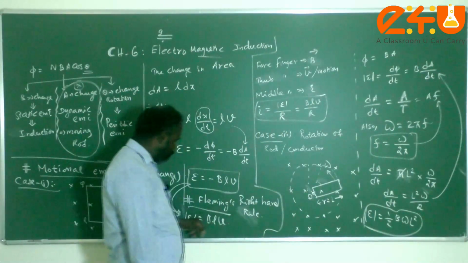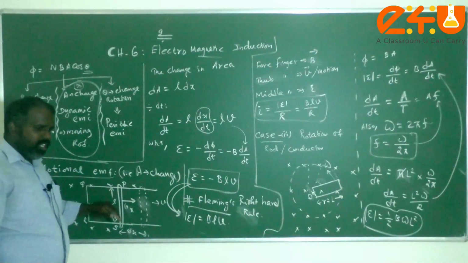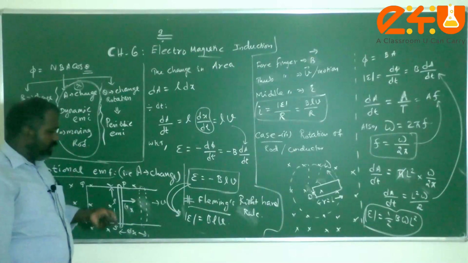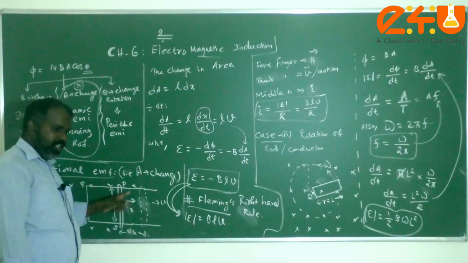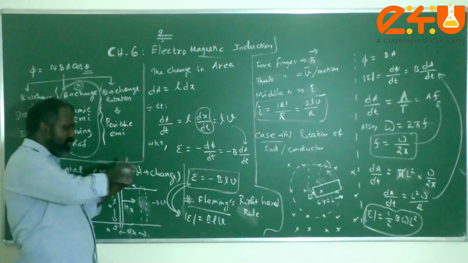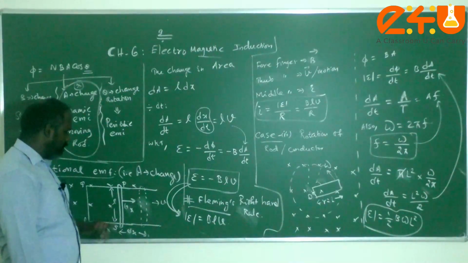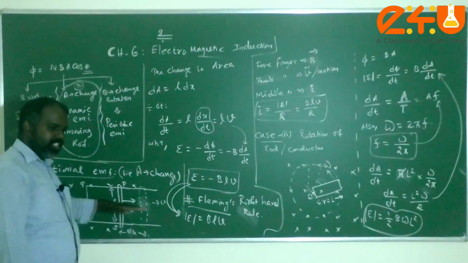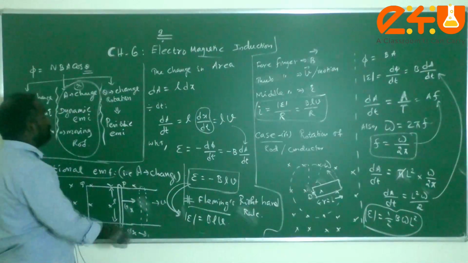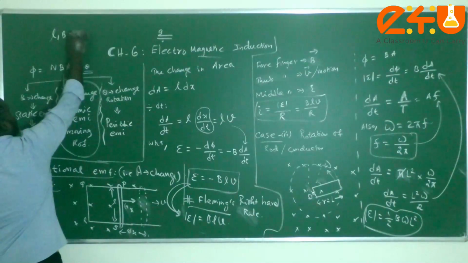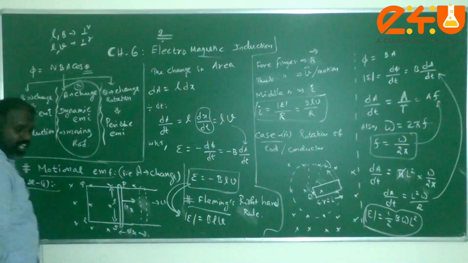But here one important concept is there. Just look at this diagram; even though the teacher is not telling, as a good student you must understand the situation. The magnetic field is normally inward, and the length of the rod is like this. That means L and B are perpendicular. And second, L is like this, and velocity is in the horizontal direction. That means L and V are perpendicular.